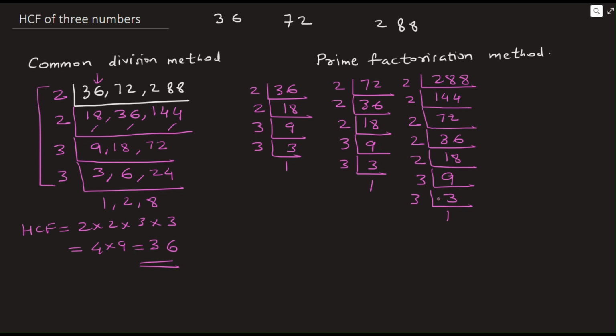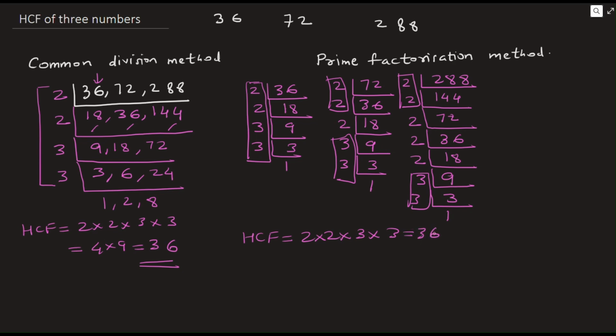So the HCF is the product of the primes that occur in all three prime factorizations, which is 2 twice and 3 twice here, 2 twice and 3 twice here, and 2 twice and 3 twice here. Again, I get the same answer for the HCF as before, which is 2 times 2 times 3 times 3, which equals 36.